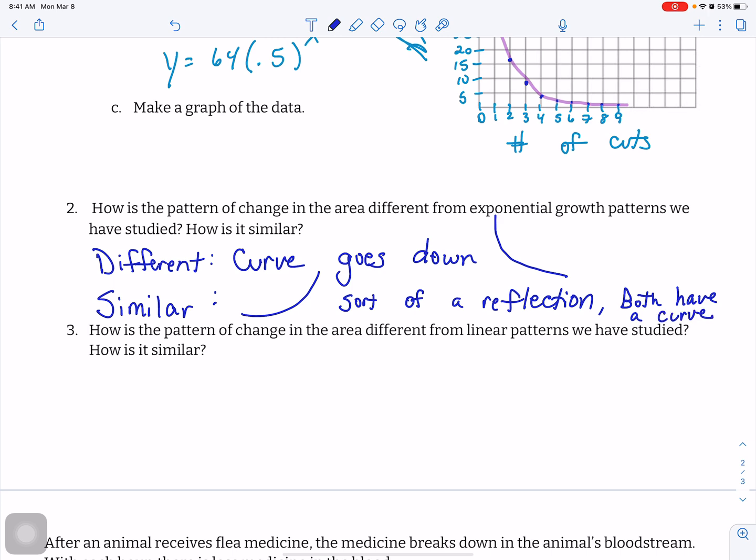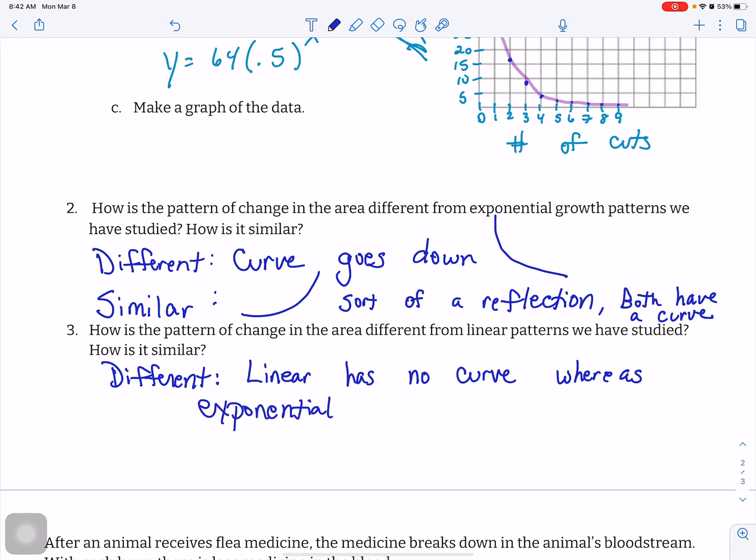If you don't see the curve, you're just not graphing enough points. From linear patterns, so from linear, oops, I don't have to write linear. I needed to write different. Linear has no curve, whereas exponential curves. Linear also goes by the same amount every single time, and exponential would go by different amounts. I just don't have enough room to write that.